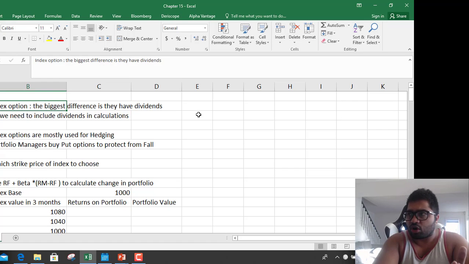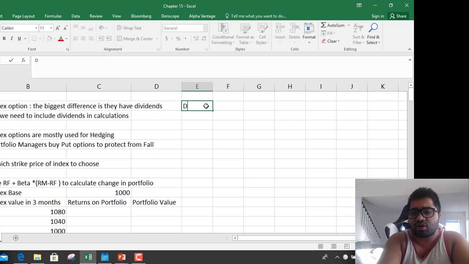We have discussed options on stocks before, we have discussed options on bonds before, but the biggest difference between stock options and index options is that index options have dividend yield. More often than not, most index options pay some dividend. Now before we go through that dividend yield, what are index options?